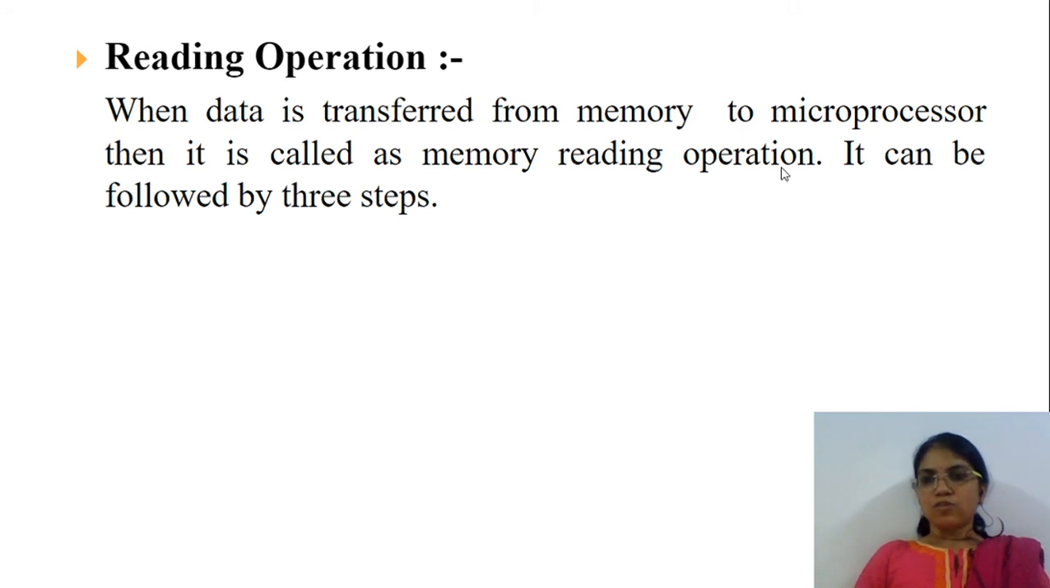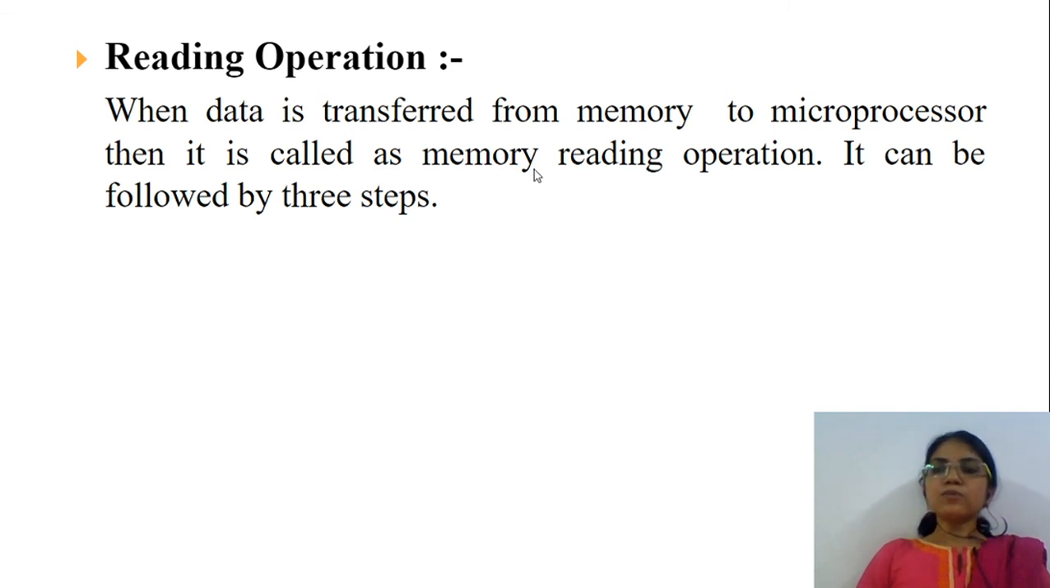In the writing operation, the microprocessor had the data and that data we transferred to the memory. So that operation is called writing. While in reading, the memory has some data. We have stored some data in the memory, and we want to send that data to the microprocessor. So that process is called the memory reading operation.